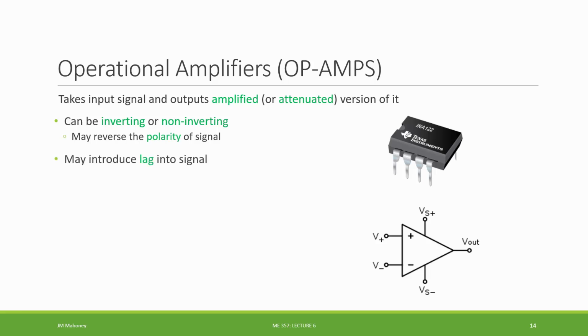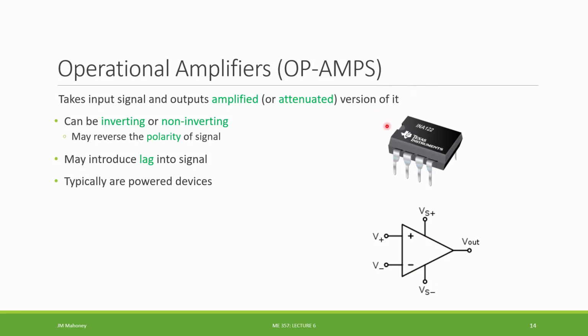Op-amps, or circuits with op-amps in them, can introduce lag into our signal. So our signal coming out is going to be delayed versus the signal that's coming in. Op-amps are typically powered devices. As the schematic of the op-amp shows, we typically have to supply it with some steady voltage in order for it to do its job, in order for it to amplify our signal.